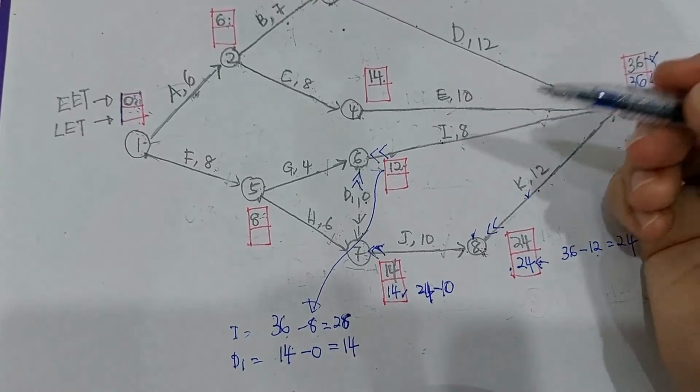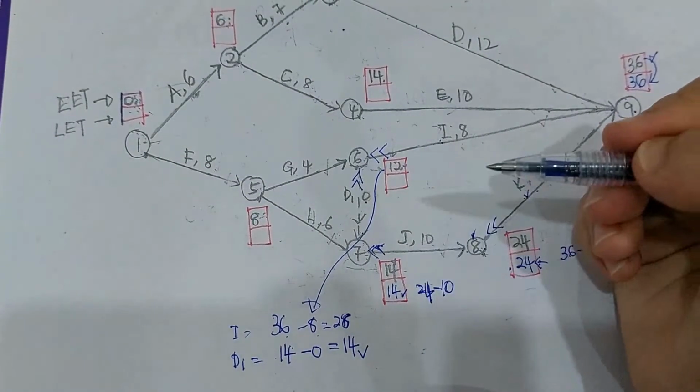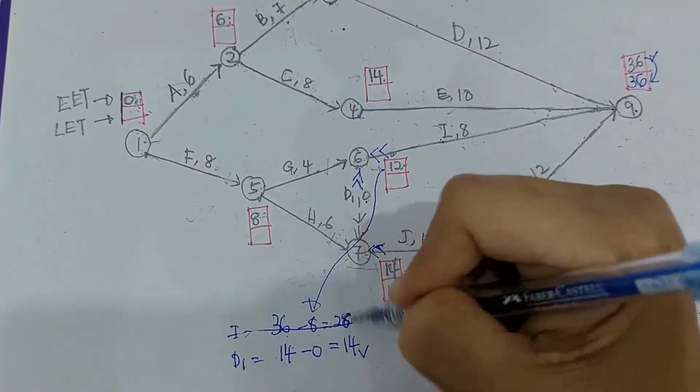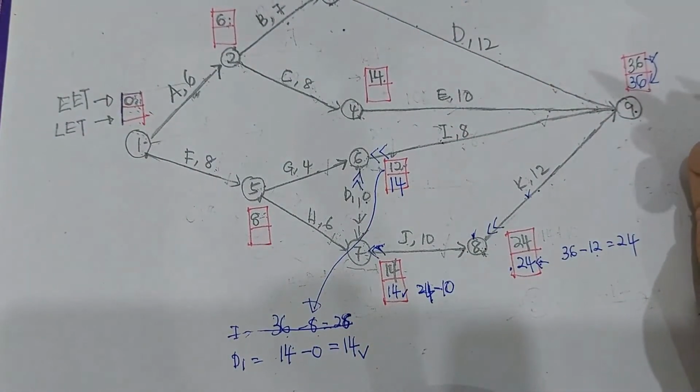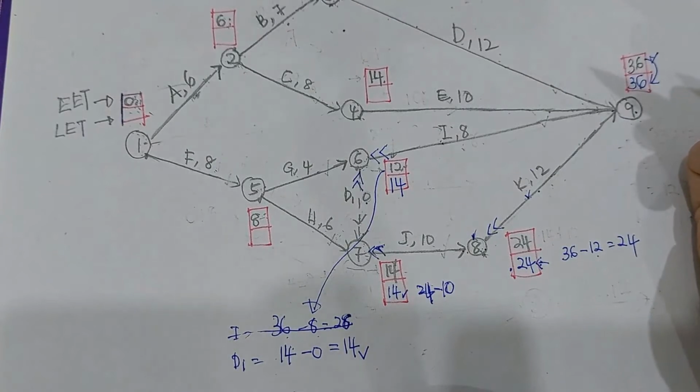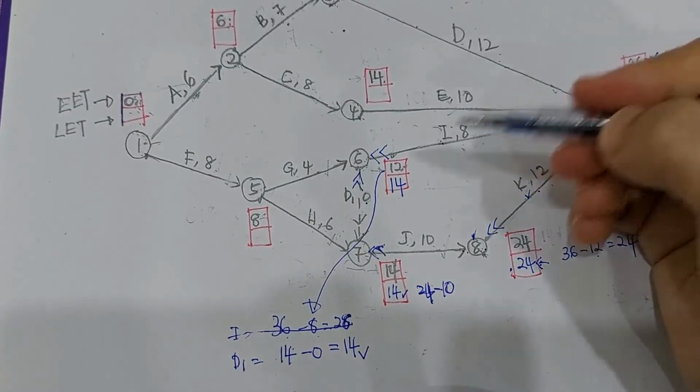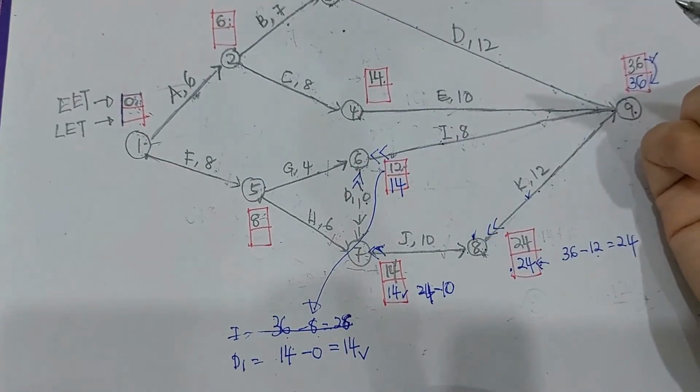Okay, for the LET, we always take the lowest one, not the highest one. So 14 will be over here. Okay, not 28. EET we take highest, LET we take lowest. Now done with event number 6.